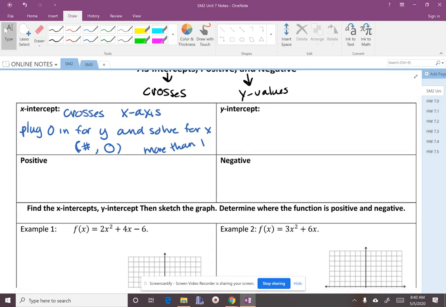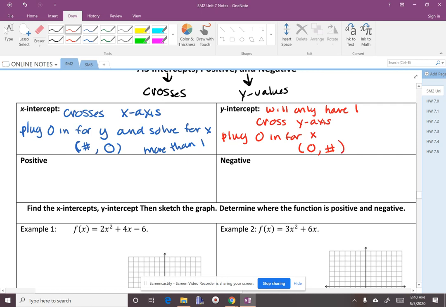Y-intercepts are a little bit different. You will only have one. This is where it crosses your y-axis, and you do the opposite. You're going to plug 0 in for x, and you will get a point that says 0, and then some number. That's where it crosses the y-axis, okay?